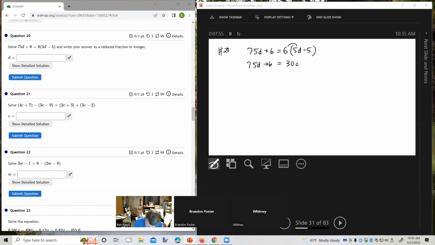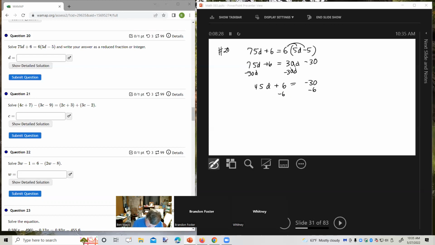So I get 30d minus 30. I have variable terms on both sides of the equation. I need to get them all on the same side. I'm going to put them all on the left side. So I need to get rid of the 30d on the right, but since I'm subtracting 30d from the right side, I must also subtract it from the left side. 75d minus 30d is 45d plus 6 equals -30.